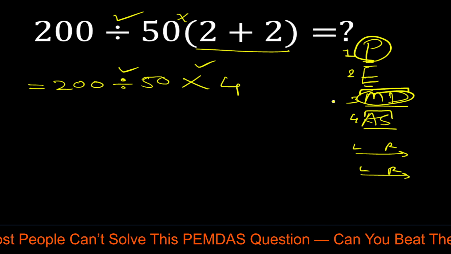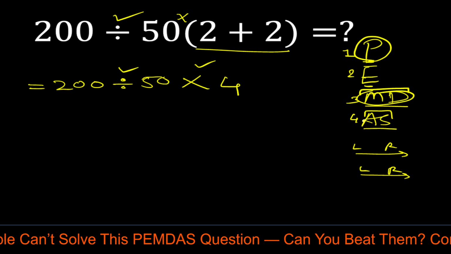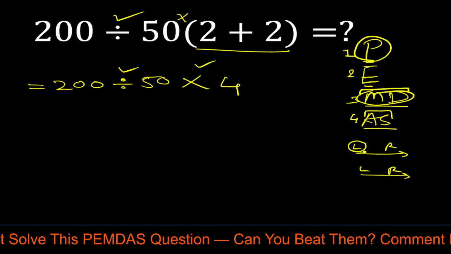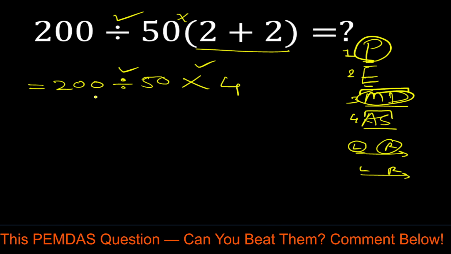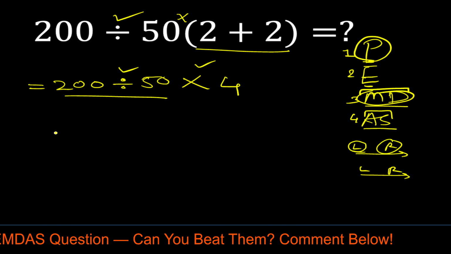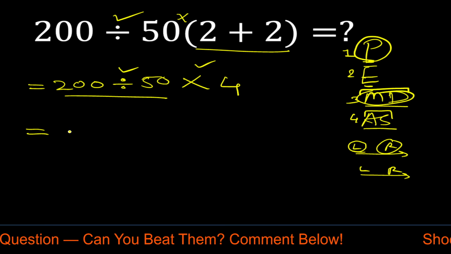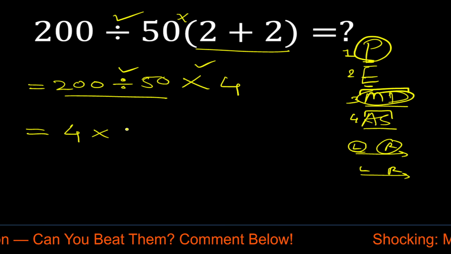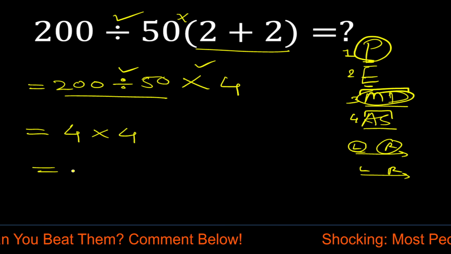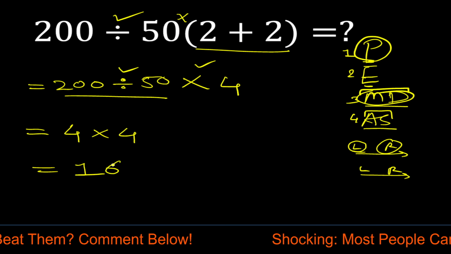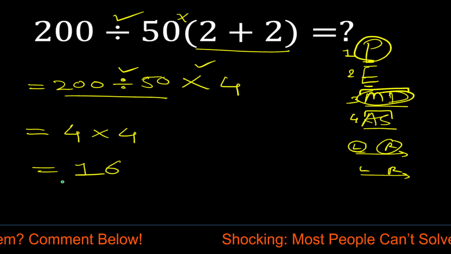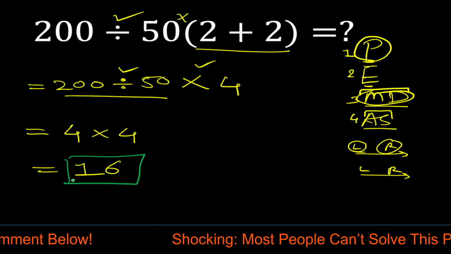Now here we have division and here multiplication. So multiplication and division both have equal priority, so we have to solve it from left to right. So first we have to solve this division, right? So 200 divided by 50 is equal to 4 times 4. So 4 times 4 is equal to 16, right? So the correct answer is 16.